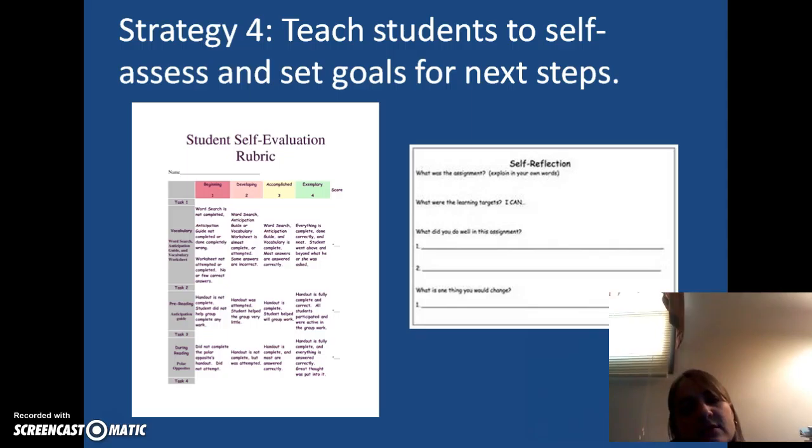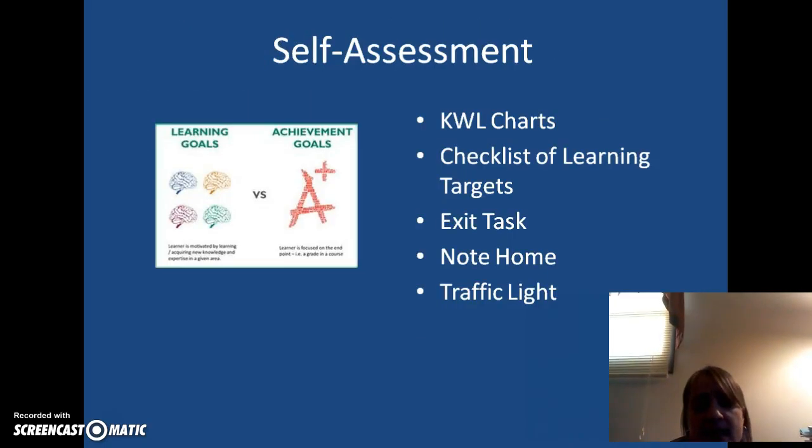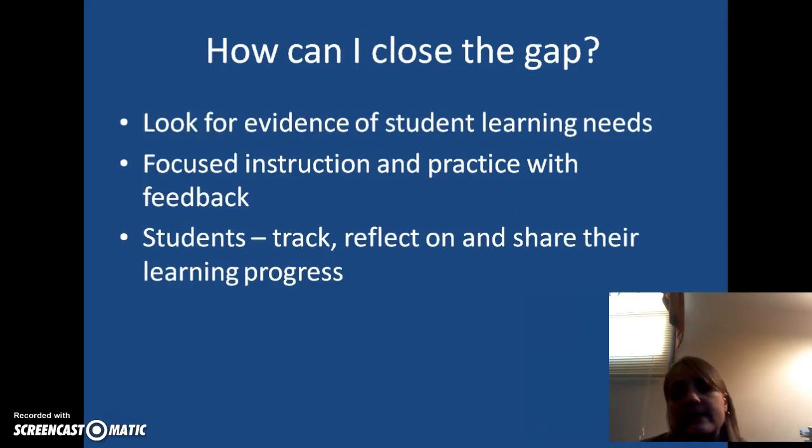Strategy 4, teaching students to self-assess and set goals for next steps. It is important to give students self-evaluation rubrics. Not only have the teacher evaluate it, but have the students self-evaluate it, as well as completing self-reflections of the learning throughout the learning process. And it is important to help students understand the difference between learning goals and achievement goals. A lot of times when students set goals, they say, oh, I just want to get an A. Making sure that students self-assess, they can do it through exit tickets, notes home, traffic lights, checklists, and KWL charts.